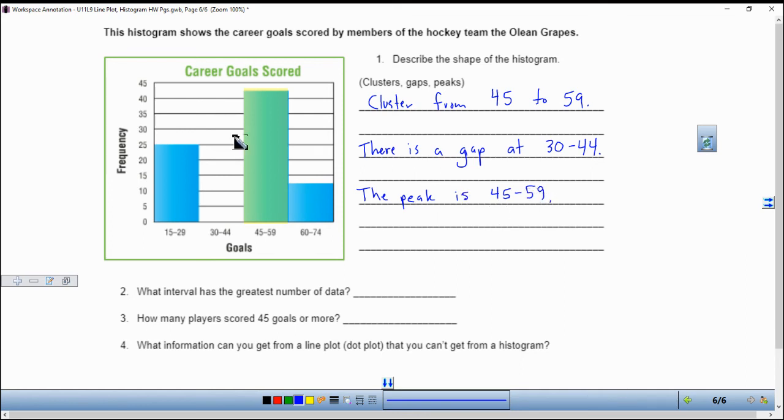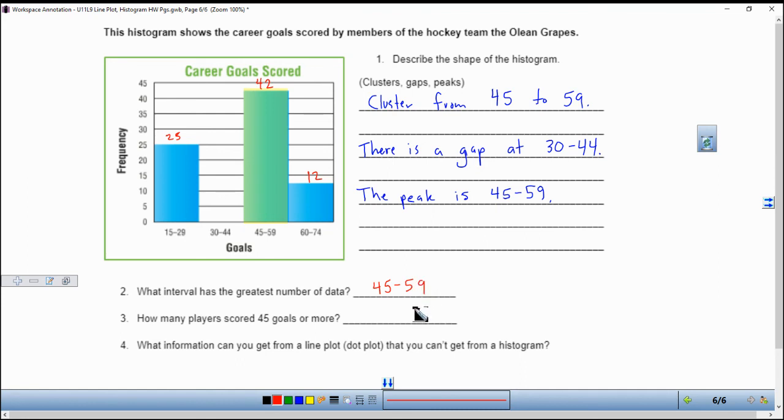All right, now before we go on to the next couple questions, let's just write down how many data points there are for each interval. 15 to 29, there are 25 data points. So that means 25 players scored between 15 and 29 career goals. 45 to 59 is 42. And then 60 to 74 is, excuse me, I'm going to say 12. If you said 13, I wouldn't hold it against you. All right. What interval is the greatest number of data points? Well, 45 to 59 is the greatest number of data points.